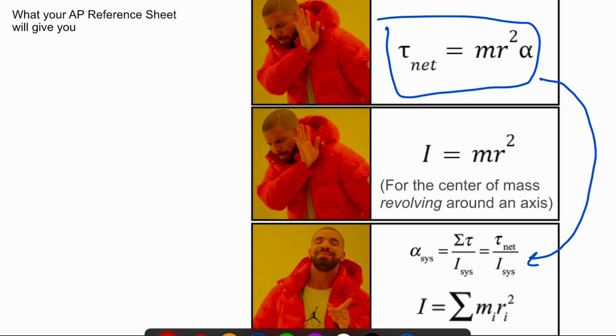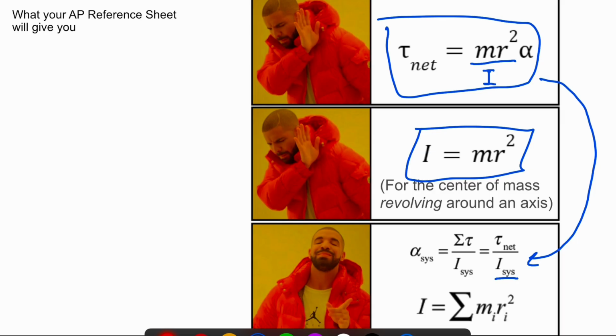which instead of using mr squared, replaces mr squared with I, and then reorients our equation so that we solve for our angular acceleration of our system. Our angular acceleration equals the sum of our torques, or our net torque, divided by the moment of inertia of our system.